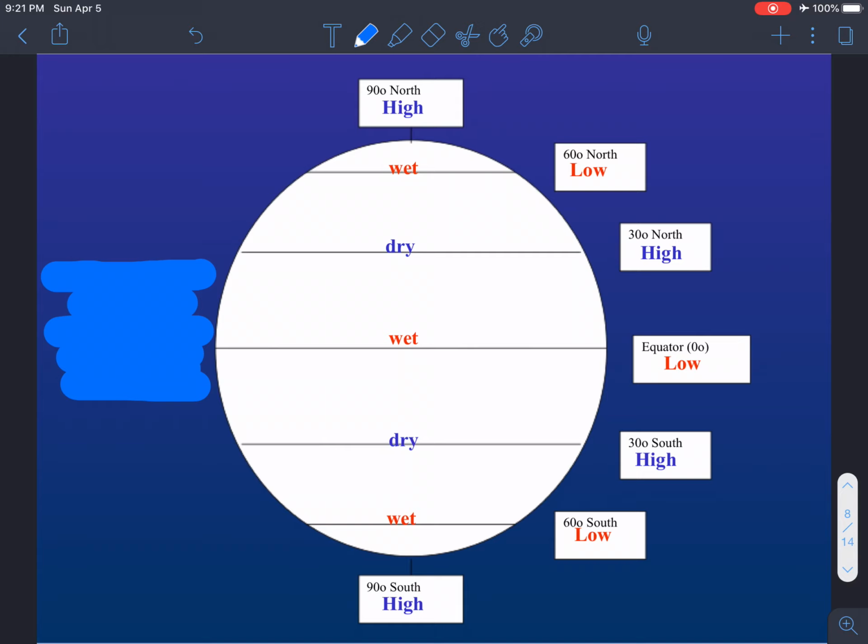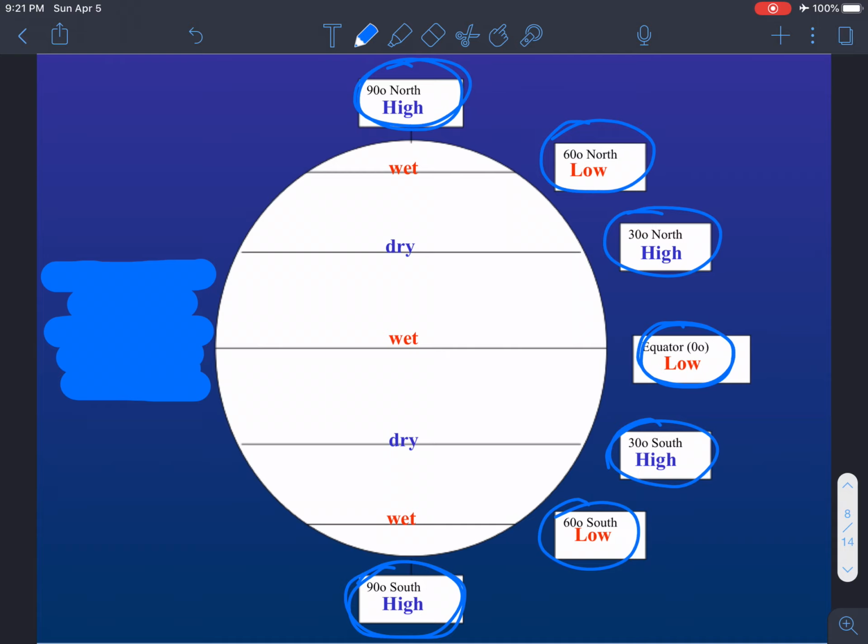Okay, so we have some extra latitudes that were not included earlier. First, we'll start off with the North Pole and the South Pole. We know that they must be areas of high pressure because they are so cold. We also know that the equator is very warm, therefore it's going to be an area of low pressure. And then we also have 30 south and 30 north. Those are also going to be areas of high pressure. 60 south, 60 north are also going to be areas of low pressure.